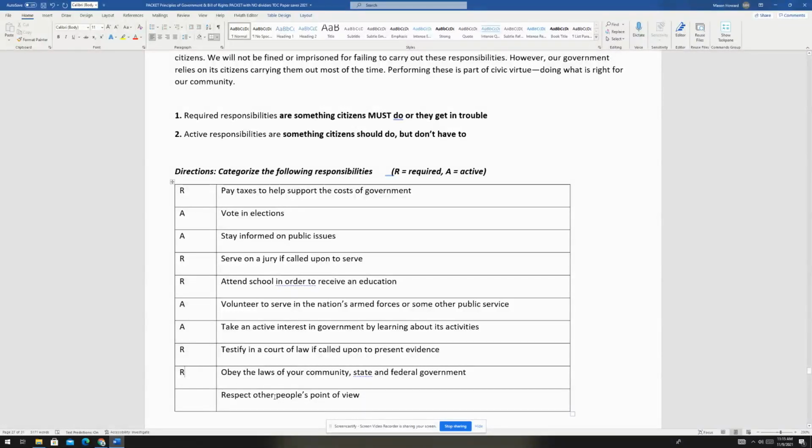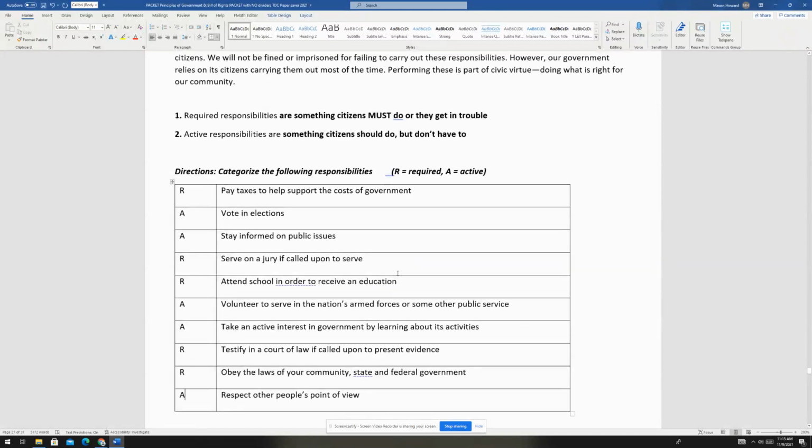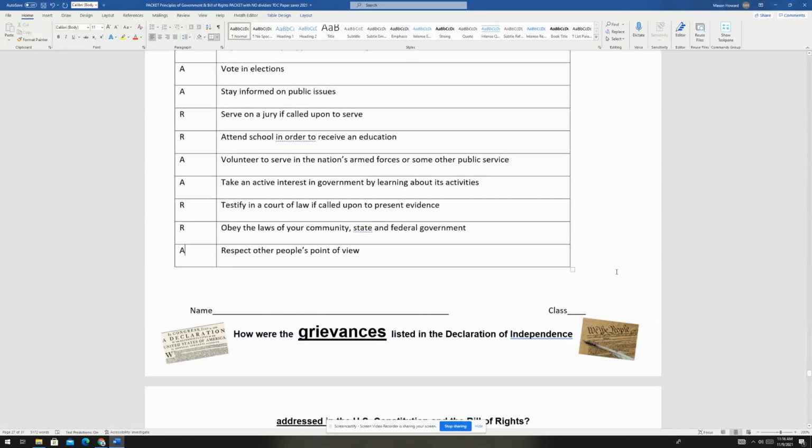Respect other people's point of view. That's a nice thing. That's something a citizen should do. But guess what? Does everyone respect everyone's point of view? No. There are people who don't. So that is an active thing someone should do. Good citizens do that, but not everybody does. Okay. So that's what your answer is. We are moving on. That was quick, right? So just know that citizens must serve on a jury. They must follow laws. Those are some basic things citizens have to do. Okay? Got it? Done. Moving on.